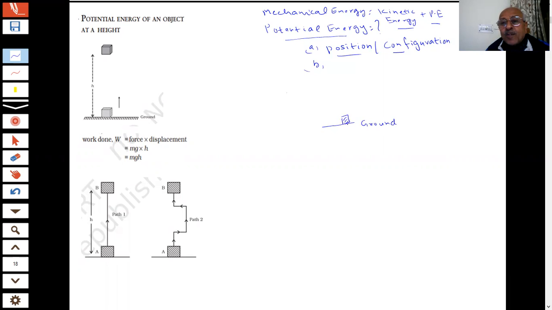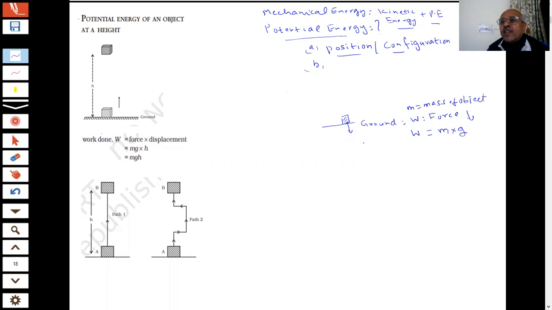When the object is on the ground, it has a weight. The force which is acting downward is equal to the mass of the object times the acceleration due to gravity, g, that is mg. mg is the weight, the force acting downward on the object. Yes or no? Tell me, if any object is lying on the ground, what is the weight? M into g. M is the mass of the object.